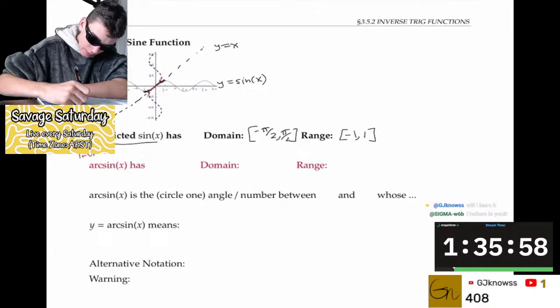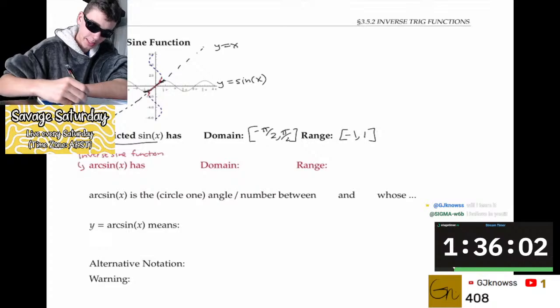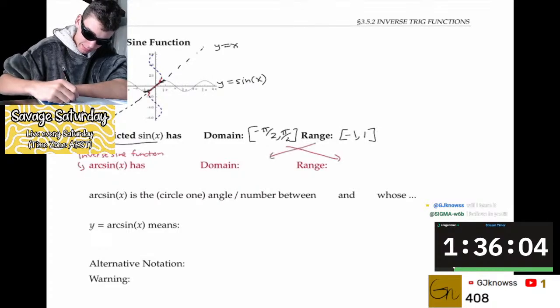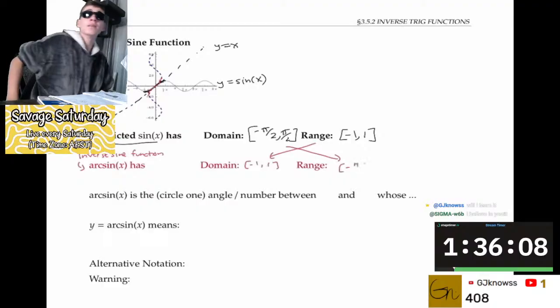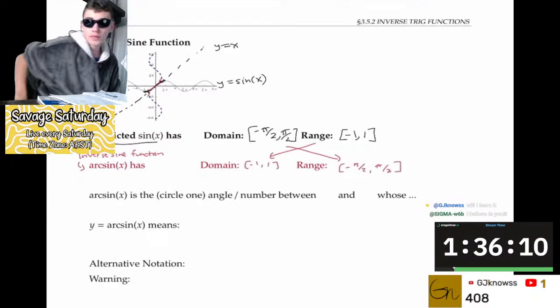The inverse sine function is often written as arc sine of x. And since inverting the function reverses the roles of y and x, it reverses the domain and the range. So arc sine of x, the inverse function, has domain from negative 1 to 1 and range from negative pi over 2 to pi over 2, which seems plausible from the graph.